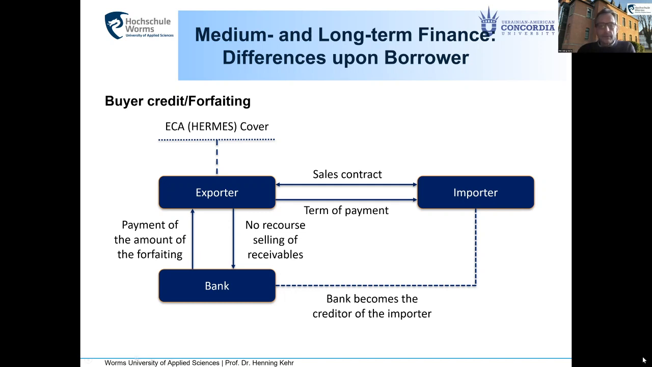Here are the steps. For example, first step, sales contract. Then in the sales contract are the terms of payment, and it might be in a certain case that the bank becomes the creditor of the importer. So the bank pays the exporter the whole amount and is waiting for the payment from the importer. But we will focus on that later.